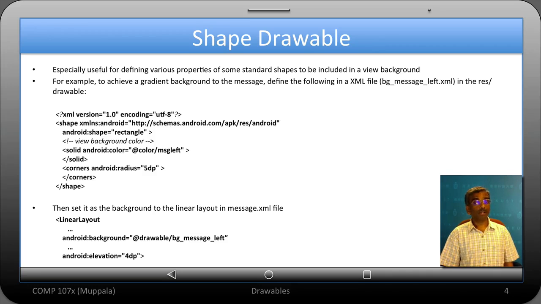In addition, we could even define the background color to be a gradient. You could have the starting and ending color in a particular direction with 2 or 3 different colors, so that you have a gradient shading of your background. So that is also feasible. Now, once you define a shape drawable, then you can make use of it to set the background of an existing view, as we saw us using it for setting the background of the linear layout in our message.xml file.